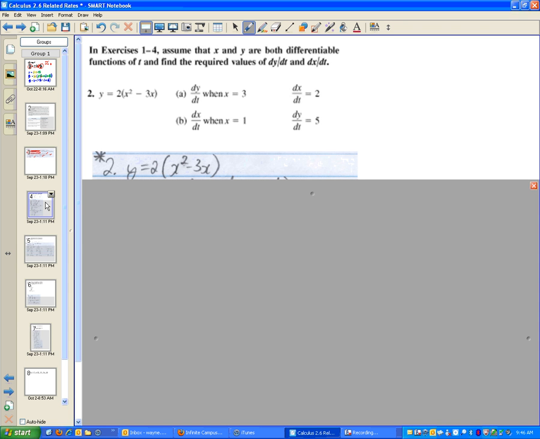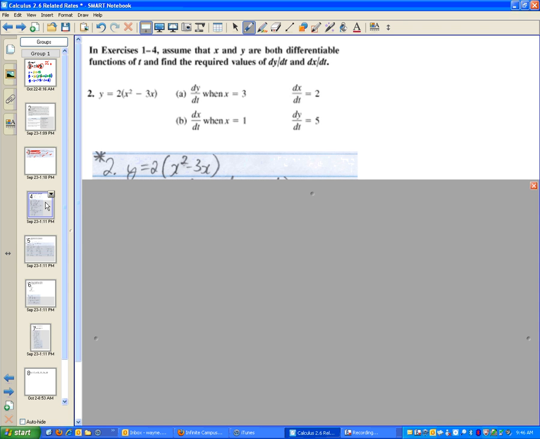In exercises 1 through 4, assume that x and y are both differentiable functions of t. So we already are used to y not being a variable. In this particular equation, x isn't either. Now, unless they tell you x is a function of time, don't go around assuming that x is always a function of time. It's not.